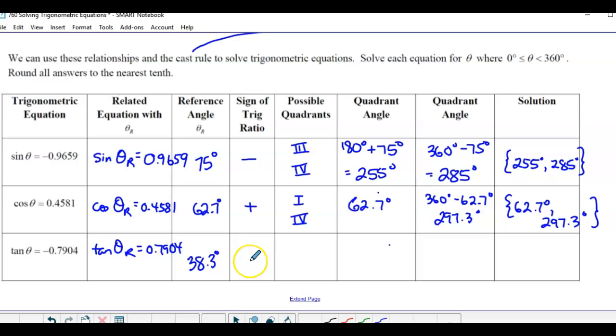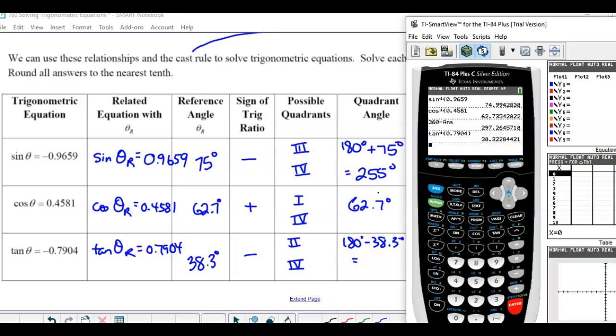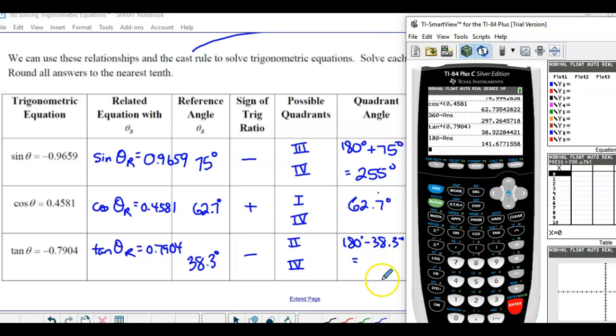Okay, the sign of the trig ratio is negative. So when is tan negative? It's negative in the second quadrant and the fourth quadrant. So in the second quadrant, with a reference angle of 38.3, that'll be 180 minus 38.3. So 180 minus that answer, 141.7.